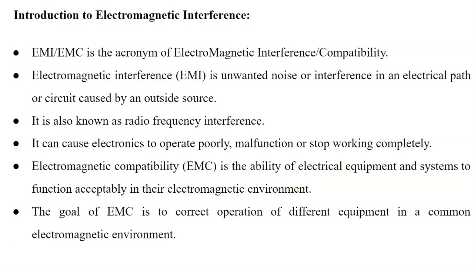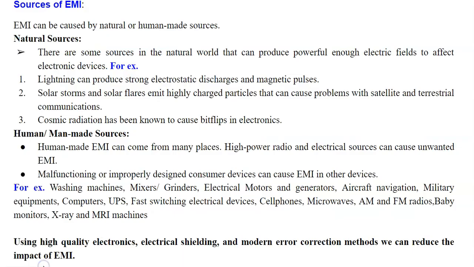Electromagnetic compatibility is the ability of electronic or electrical equipment and systems to function acceptably in their electromagnetic environment. The goal of EMC is the correct operation of different equipment in a common electromagnetic environment. There are various sources of EMI. EMI can be caused by natural or human-made sources.